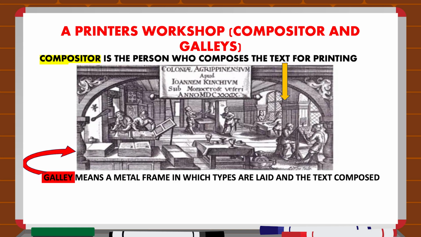Look at the picture showing a printer's workshop in the 16th century. Here you see the compositor and galley. Compositor is the person who composes the text for printing. Galley means a metal frame in which types are laid and text is composed. Let us now discuss the topic print revolution and its impact.